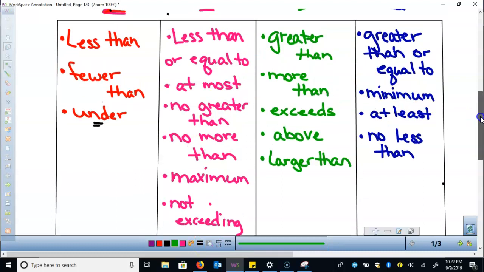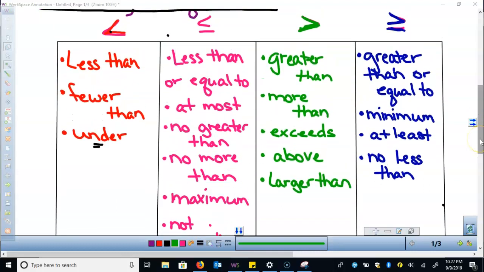Moving on to the next one here, we have the greater than symbol. Other words that can mean greater than are more than, exceeds, above, larger than, pretty much any synonym for greater than will work. Same thing with the greater than or equal to, pretty much any synonym that means greater, you could just tack in greater's place, and we could have more than or equal to, we could have larger than or equal to. All the synonyms work here.